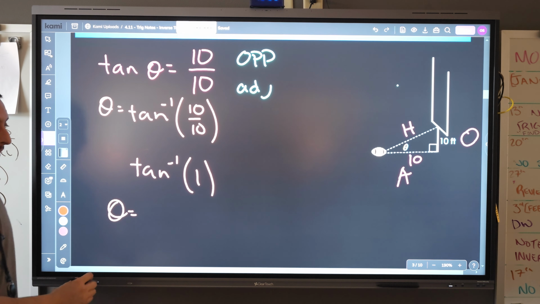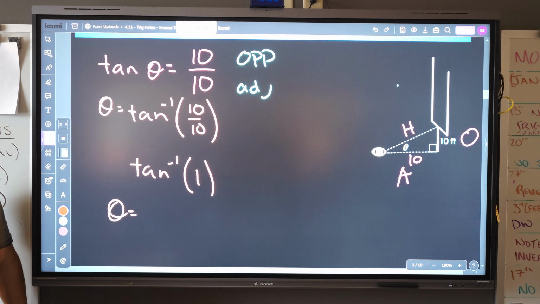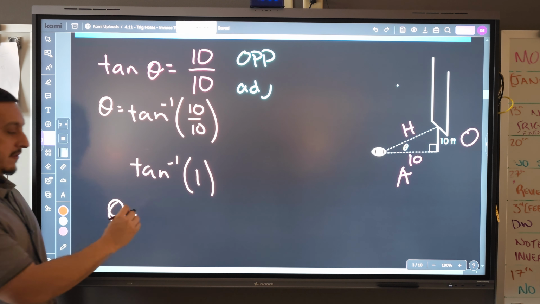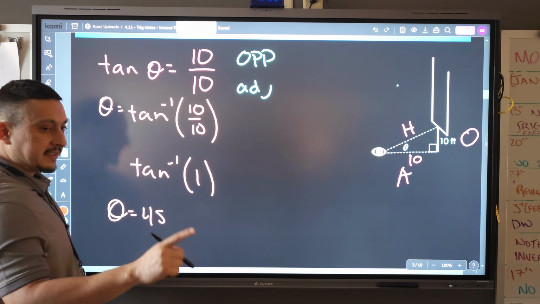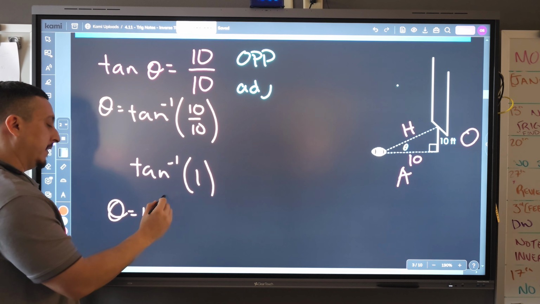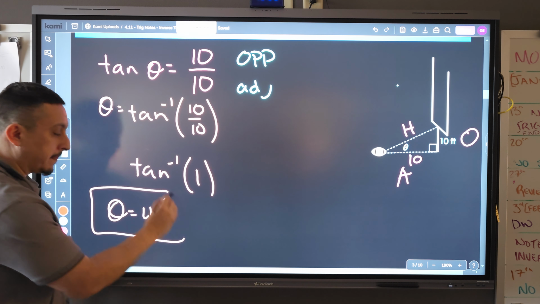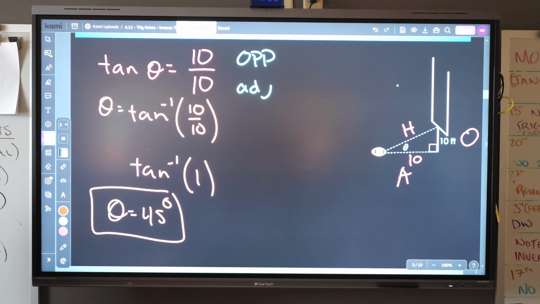Negative 45. It shouldn't be negative. It shouldn't be negative. Huh? 45 positive? Probably negative 45 is negative 1, right? Yeah, okay. Good. No calculator, okay?